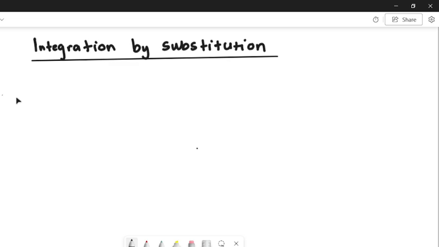Today we want to handle integration by substitution. As the name suggests, we are using substitution. We are going to handle several examples.